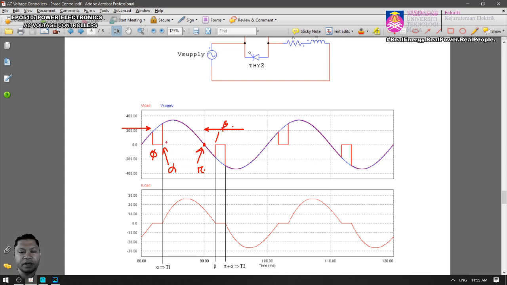Because within that range, you can modify the waveform of the output voltage. But if your alpha falls below the load angle phi, so this is your load angle, you cannot control the output voltage. Why? Okay, let's have a look.